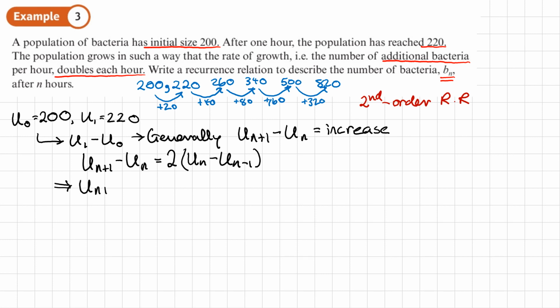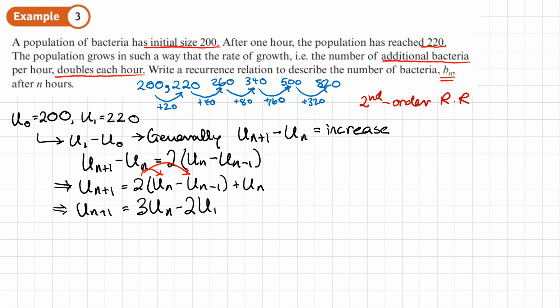So if you've got un plus 1 equals 2 times un minus un minus 1, and then add the un to both sides. From there, I can expand the brackets. I'll have 2un from expanding these brackets here, plus the un that's there, that'll be 3un, and then minus 2un minus 1.